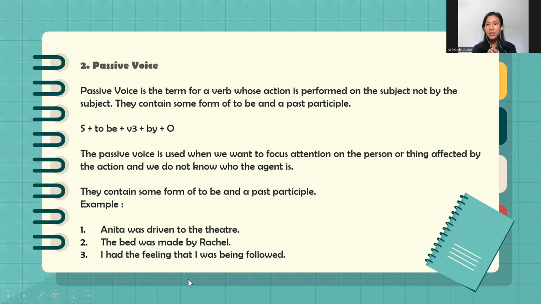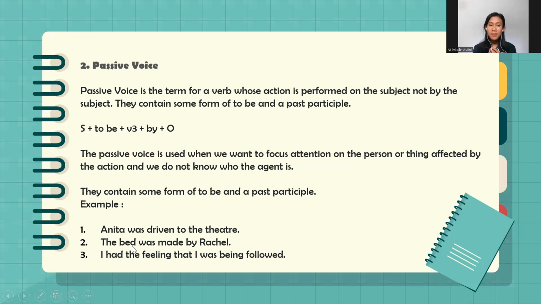So as I mentioned before, let's have a look at the examples. The first one is "Anita was driven to the theater." So Anita here is the subject, and then "was driven." Was is a to be, and then driven is a verb 3, and then "to the theater" is an object.